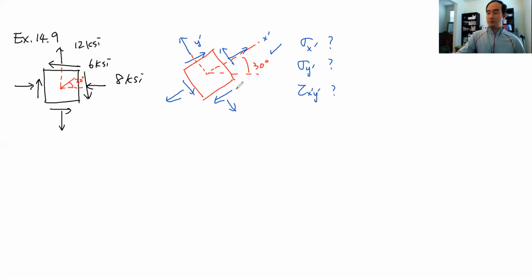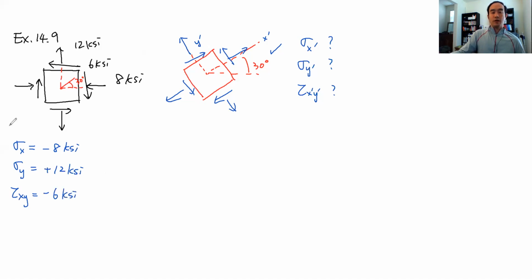Again, to get the answer to this kind of problem, we have to develop the Mohr circle. To develop the Mohr circle, we have to identify first these three stresses: sigma x, sigma y, and tau xy. What is sigma x? It's going to be 8 KSI in the negative direction, so negative 8 KSI. Sigma y is going to be positive 12 KSI. Tau xy is in the negative direction, so negative 6 KSI.